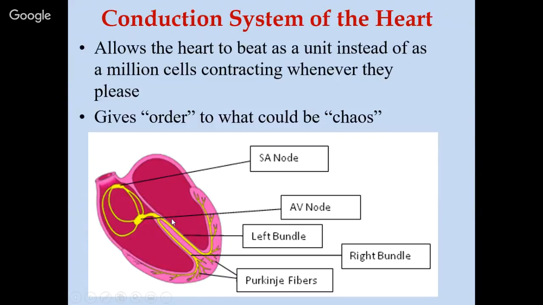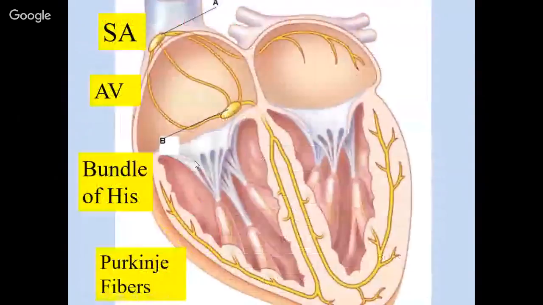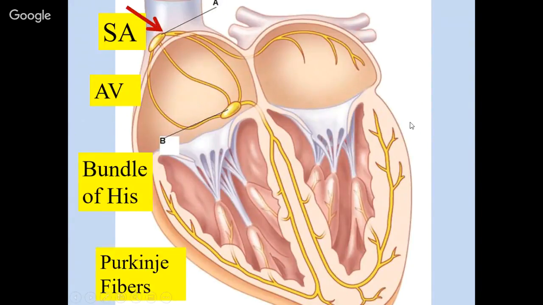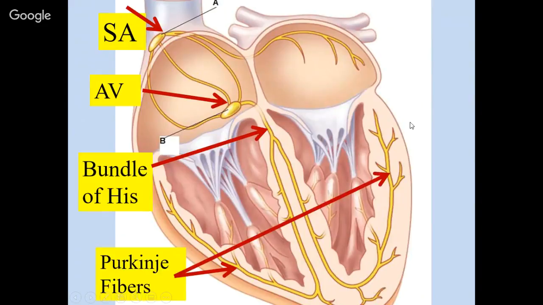So sometimes you might have premature ventricular contractions. That means that this part is contracting before it's supposed to. So it's contracting out of order. SA node starts it all. AV node, atrioventricular node, right at the line. Bundle of His, left and right branches, and then the Purkinje fibers.